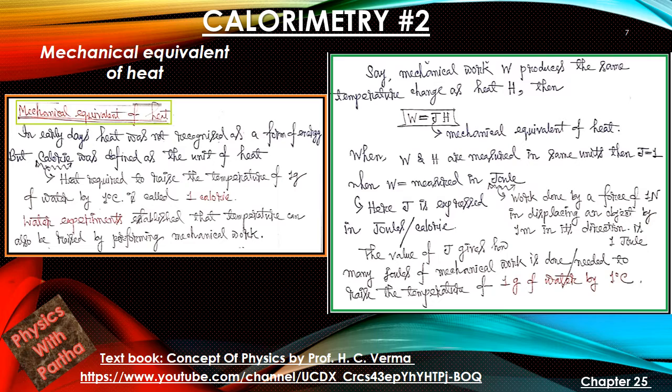Now W is measured in joules. Here J is expressed in joules per calorie because we are measuring heat in calories. Then the value of J gives how many joules of mechanical work are needed to raise the temperature of 1 gram of water by 1 degree centigrade. This is just the definition.